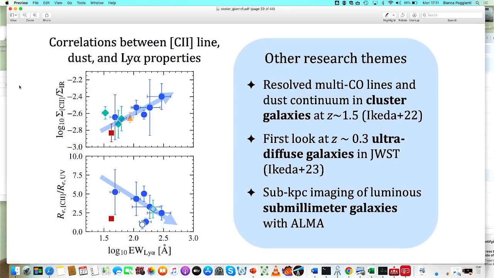So yeah, finally we present some of the correlations between [CII] and dust and Lyman alpha properties and try to explain what is the reason for those correlations. So again, please come to my poster.